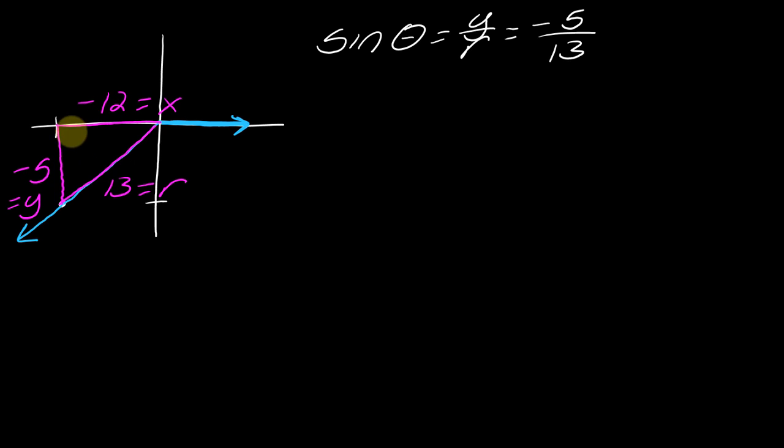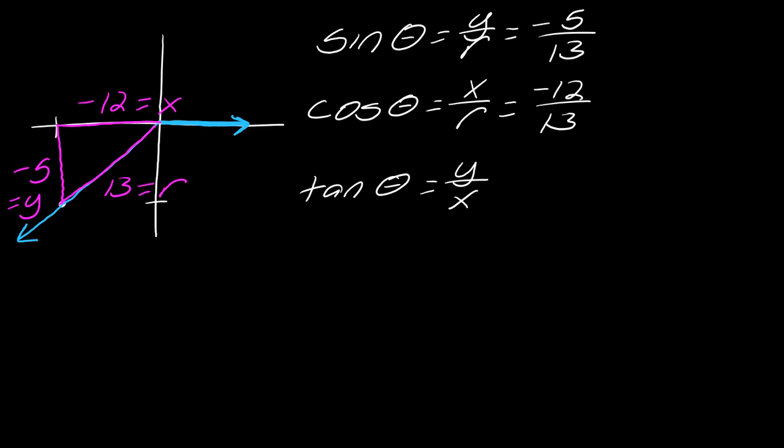So you figure out how to label the sides of the right triangle that you create from standard position, and then you just plug it in. That's really it. That's the whole process of getting used to these new relationships. So now I've got cosine of theta is x over r. x is negative 12, r is 13, so this will be negative 12 over 13. And then tangent is y over x, so this will be negative 5 over negative 12. The negatives cancel out, so you're just left with 5 over 12.